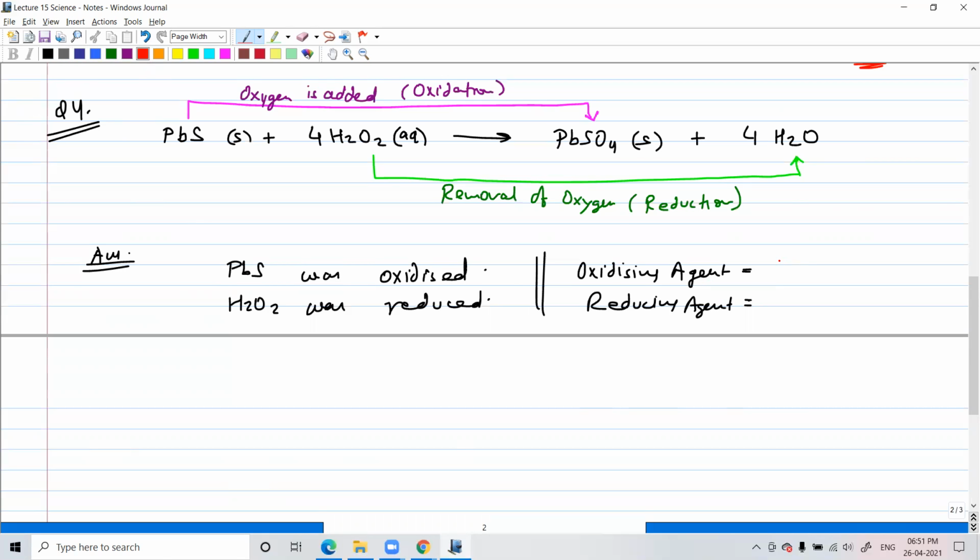So PbS got oxidized. Why? Because of H2O2. This is the guy which gave the oxygen for oxidation. And H2O2 got reduced. Why? Because PbS came and snatched the oxygen from there. So PbS becomes the reducing agent.